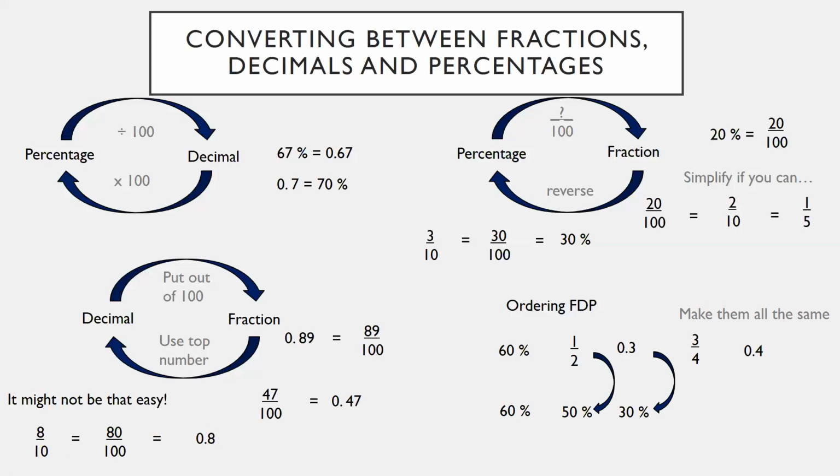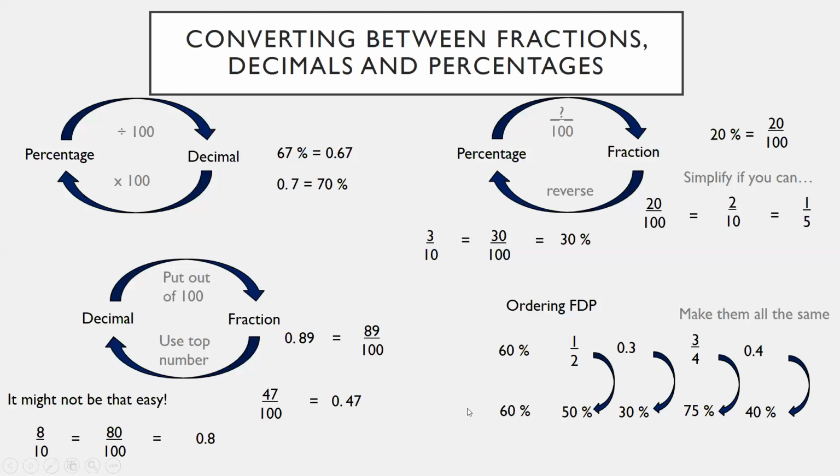I've then got 3/4. So again, we just follow these steps we had up here. We need to get this back out of 100. So I know that 4 times 25 gives me 100. So I'm going to do 3 25s. That gives me 75%. Hopefully some of you will have also remembered that 3/4 is 75%. And then the final one, 0.4, we're doing the same as we did to 0.3. We just need to times it by 100. And that will give me 40%. So I can now really clearly see which of these percentages is the biggest and which is the smallest.